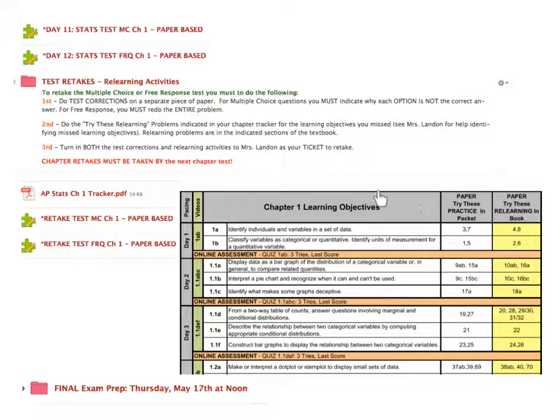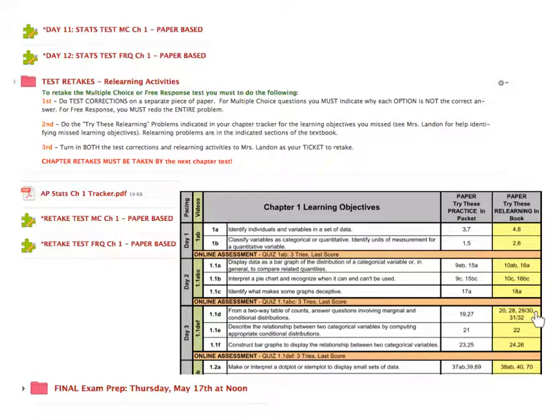We will then get out in the chapter your learning tracker, and we need to do some relearning. If you look over here at this column on the tracker, these are try-these relearning problems from your actual textbook. All these problems are in the textbook. So when we sit down and go over your exam, let's say you really struggled with learning objective 1.1D. I would highlight this and say, as you're relearning, try some of these problems.